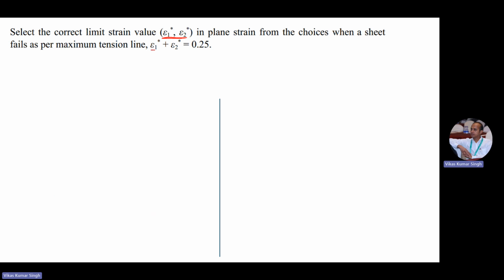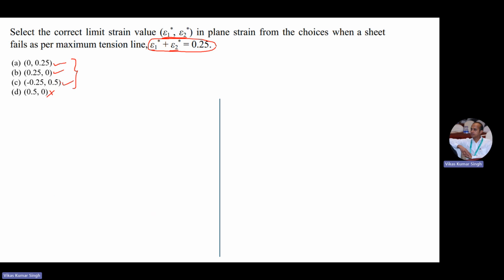line, epsilon 1 plus epsilon 2. This is the formula that the material is following. The sum of these two strains will be 0.025. Now see, these are the options. If you sum it up, this plus this will also be applicable. This will also be applicable. This will also be applicable. This will not be applicable. But we have to choose only one out of these three.